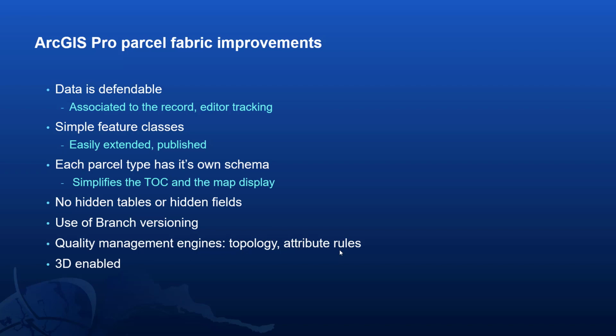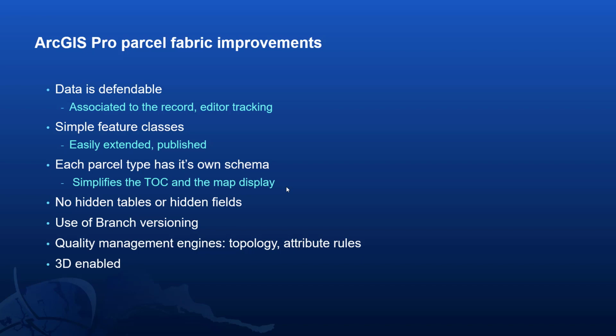There are no more hidden tables, no more hidden fields, so there's no more need to create special tools to see hidden things. Not only that, but we also use the new branch versioning with all the advantages that it provides, one of which is to be able to walk back in time to any moment and see exactly how the data was at that given time.